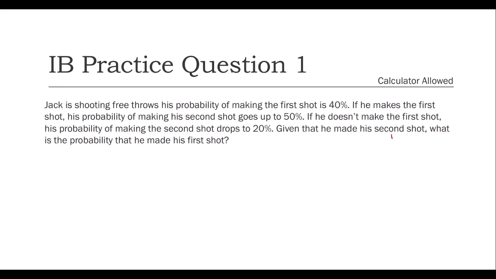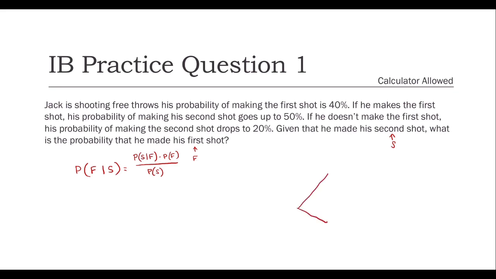So we'll label these as S for second shot and F for first shot. So it says, given that he made his second shot, so we're given that he made his second, and we want to find the probability that he made his first. So your probability of F given S is going to equal your probability of S given F times the probability of F divided by your probability of S. So we can look back in our question, and we can even draw a tree map.